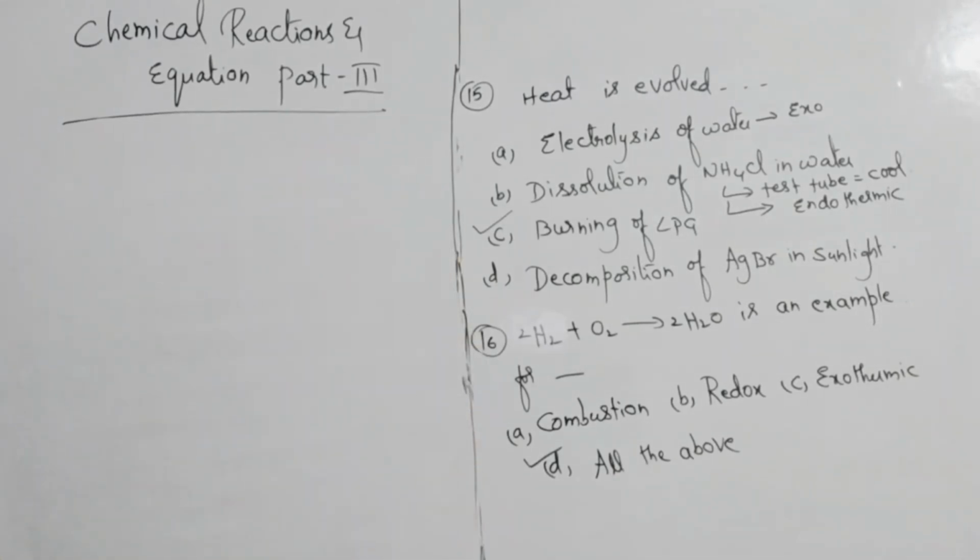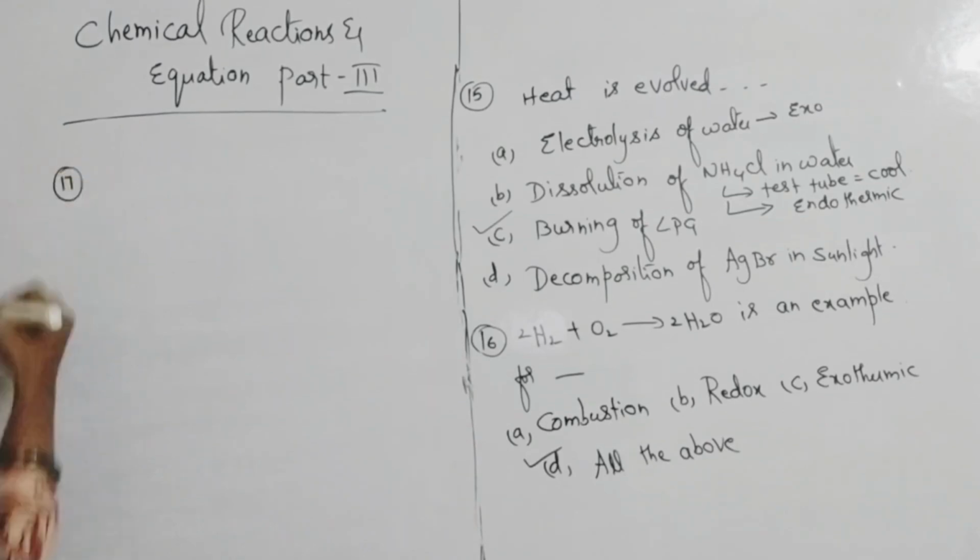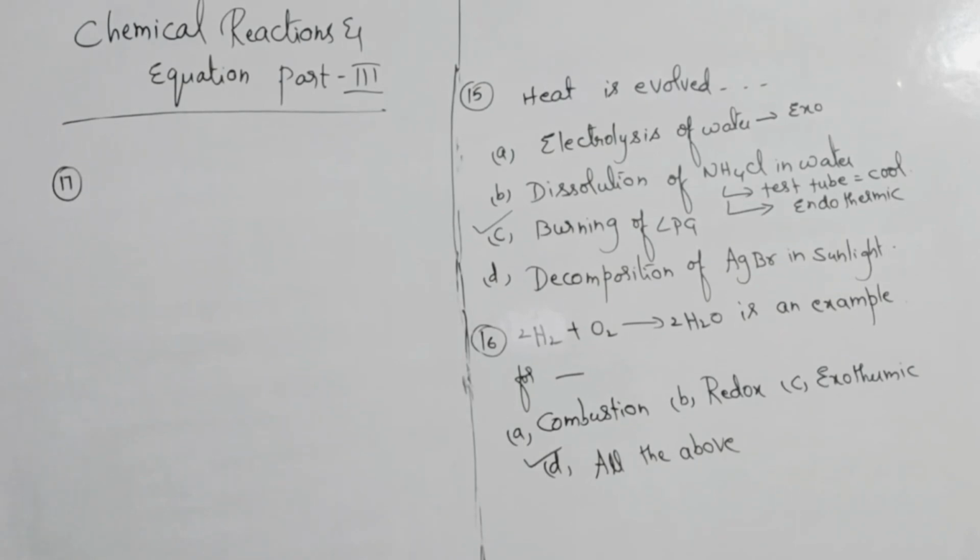Okay, question number 17. What is the 17th question which is given to you, dear children? Once check. Which of the following is not interpreted from the balanced equation?